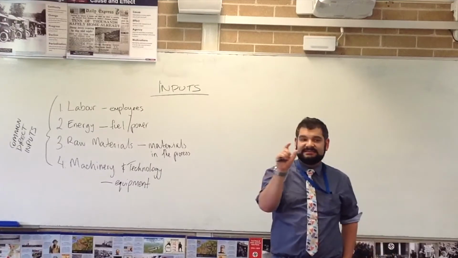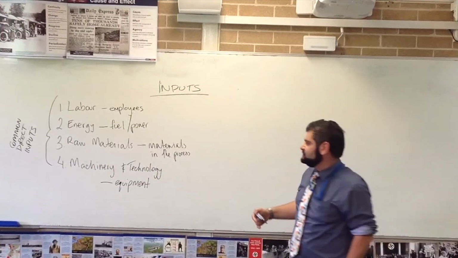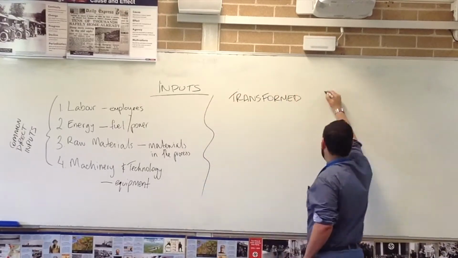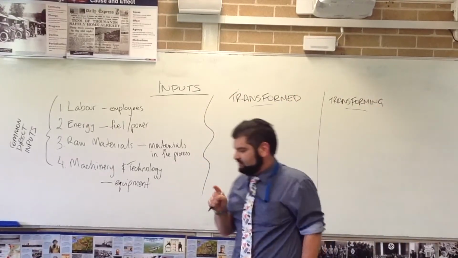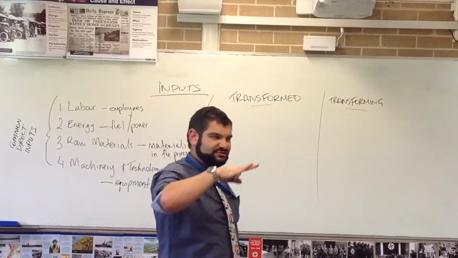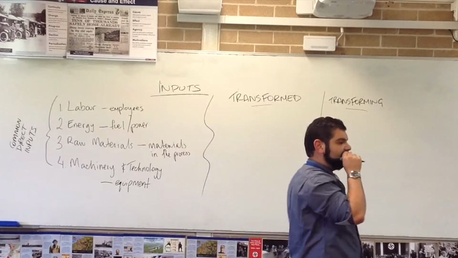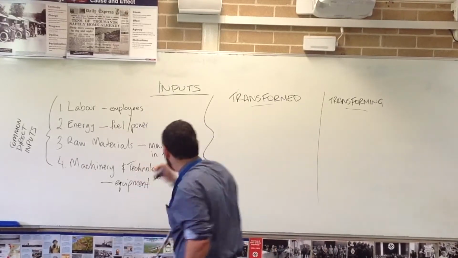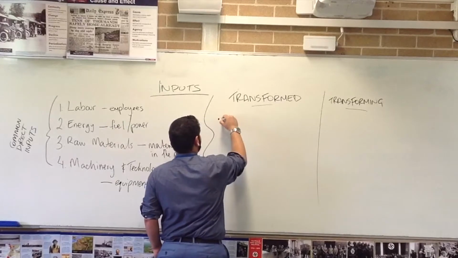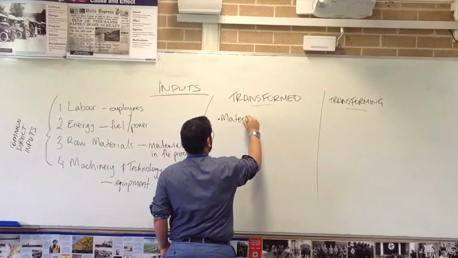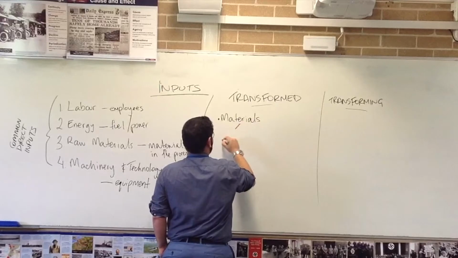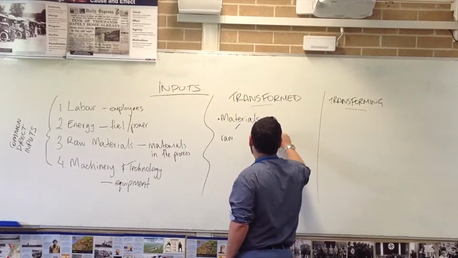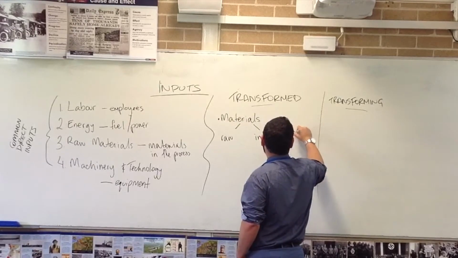Alright, now this is when it starts to get a bit tricky, okay? We're going to break them into two different types now. We've got transformed and transforming. Do you remember which category those inputs went into? What goes into the transformed category? Materials. What kinds of materials? Basic materials, basic elements. Raw and intermediate. Thank you.